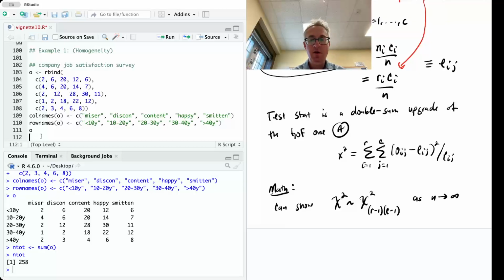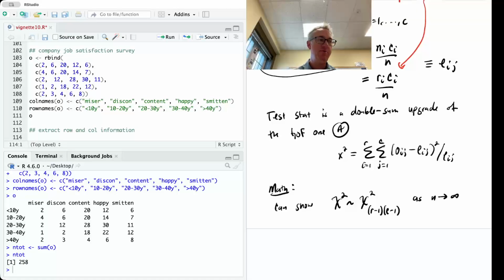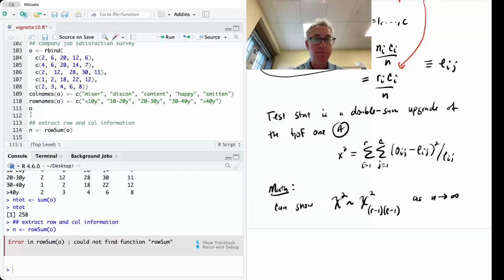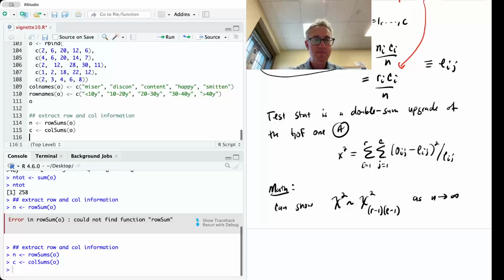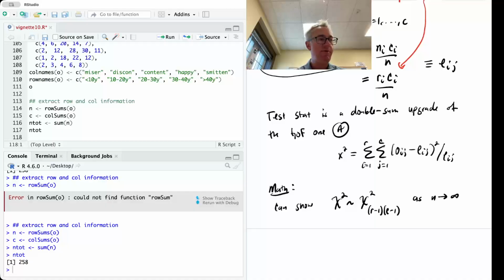Okay, so let's extract row and column information for this table. Some of the stuff that I'm doing here is necessary and some isn't. We are going to need the n vectors. So these are the sums across the rows. So row sum is n, sums, should be sums. Okay, and then C is called sums O. And then the total we just did, but n tot could also be the sum of the C's or the sum of the N's, and that should be the same number that we got by summing up all the O's.